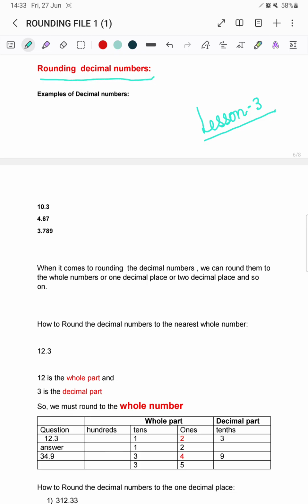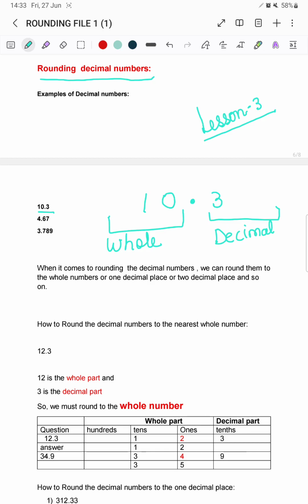In the first video, we discussed what decimal numbers are. Decimal numbers are represented, for example, like 10.3. They have a decimal point, and decimal numbers consist of two parts, separated by this decimal point. The part on the left side is known as the whole part of the decimal number, and the part on the right side of the decimal point we call the decimal part.